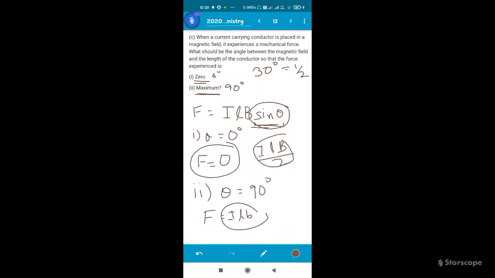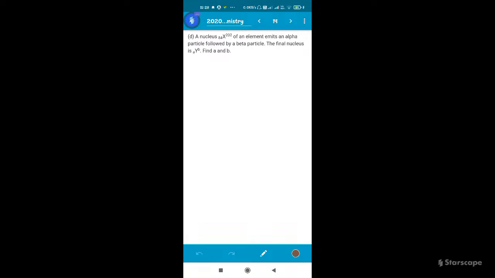Okay, then let's move on to the next question. This is from the chapter radioactivity, and this is also one of my favorite questions to solve. So let's see how to do it. So you have a nucleus, let me write it.